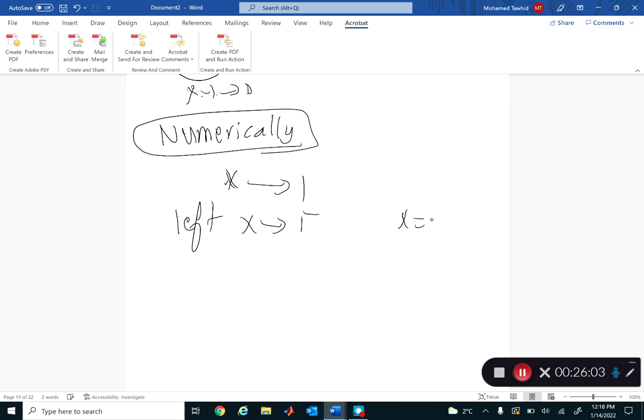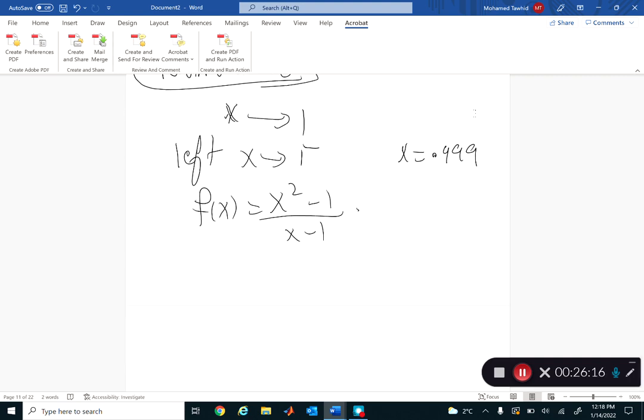You take x equals say 0.999, all right? And then what is your f of x? Your f of x equals x squared minus 1 over x minus 1, right? And then you go ahead and replace your f at 0.999, so it will be 0.999 squared minus 1 over 0.999 minus 1, and then you can use technology here. You will get something close to 2. I don't have my technology handy here, but maybe you get 1.999, something like this.